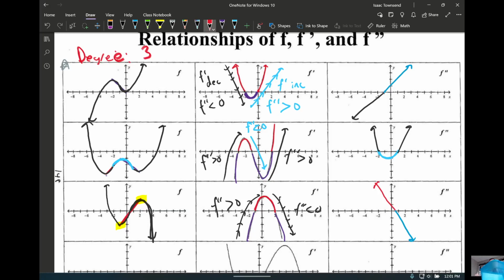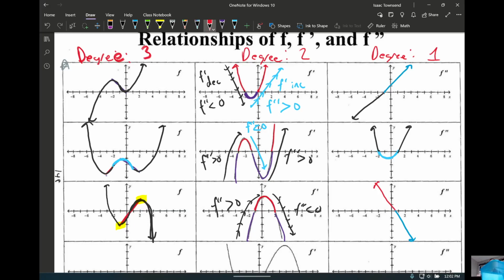But if this has 2 turning points, this could be like a 3rd degree. So if you think about when you take a derivative and you do power rule, you lower the power by 1. So if this looks like a 3rd degree, this one should look like what kind of a degree? Second, or a parabola. And then if you did the power rule again, took the derivative again, a 2nd degree would come down to a 1st degree.